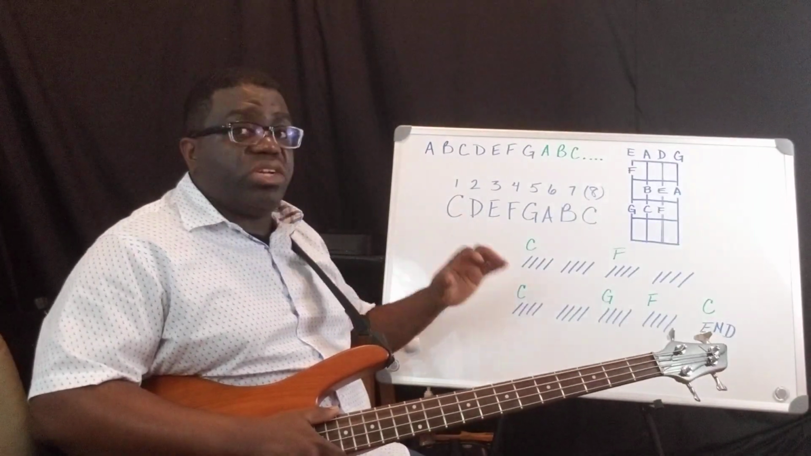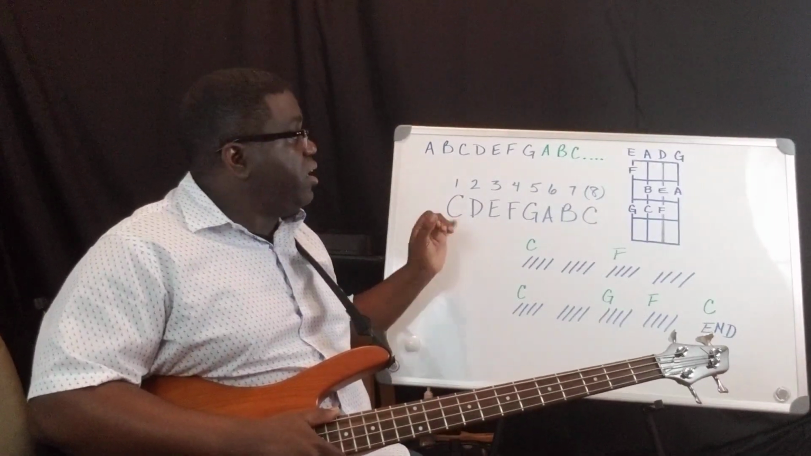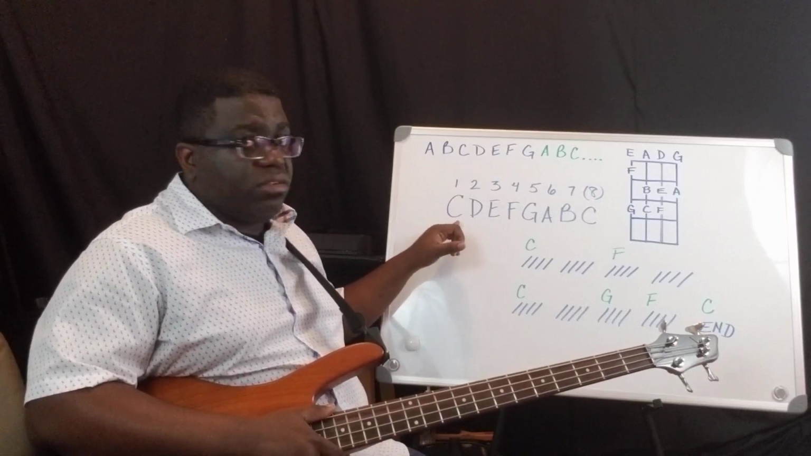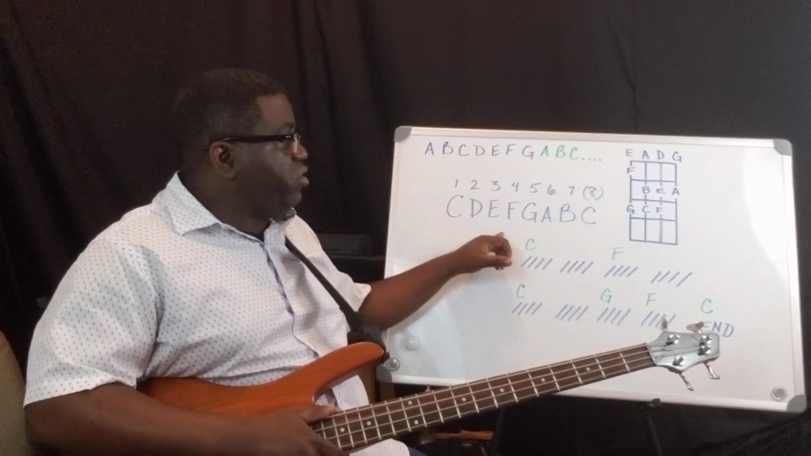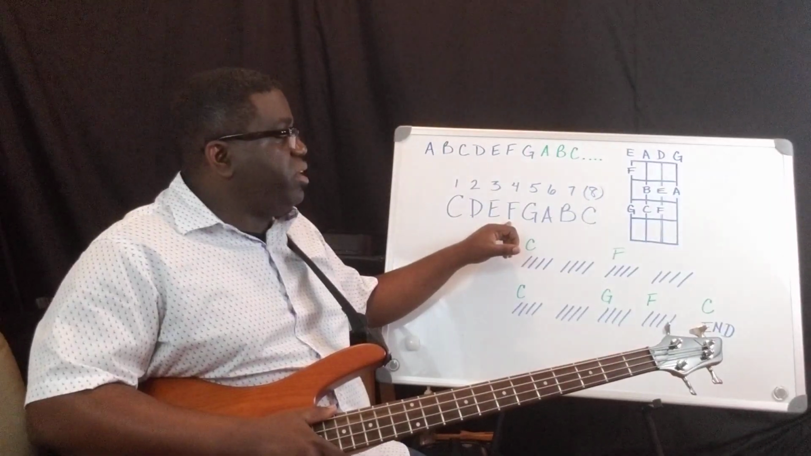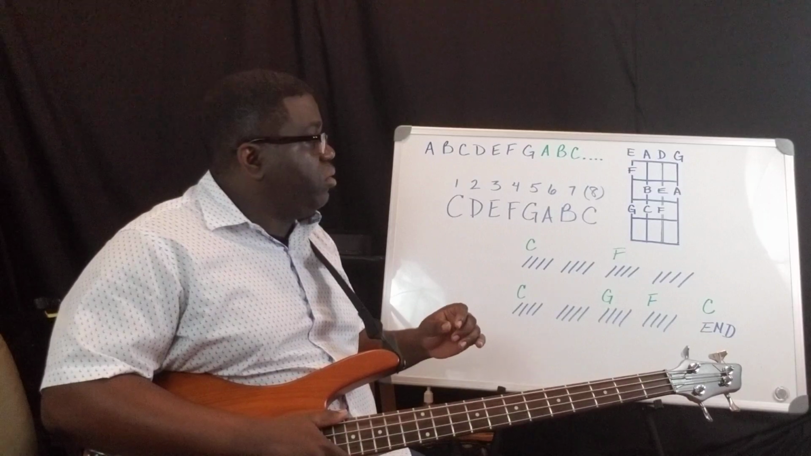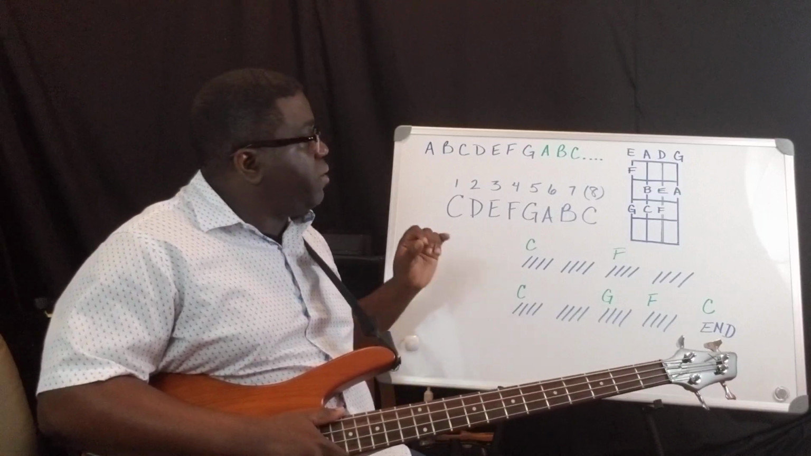But every time the chord changes, you've got to understand that the root changes. For example, if we're on a C chord, the root is C. But then if we go to an F chord, the root is F. Okay? Now I'm going to show you how to apply that.